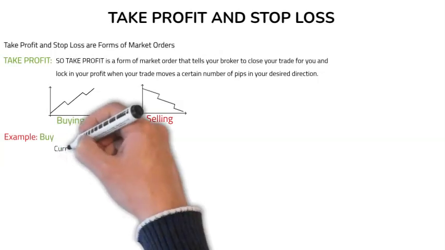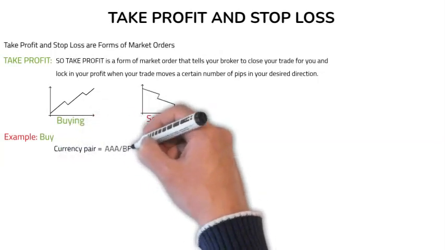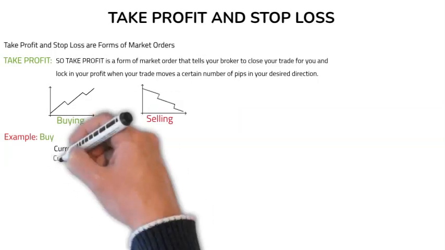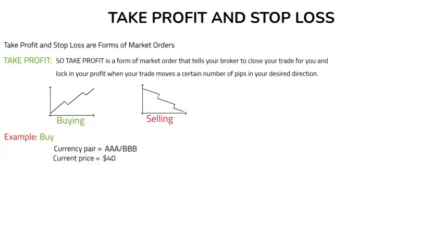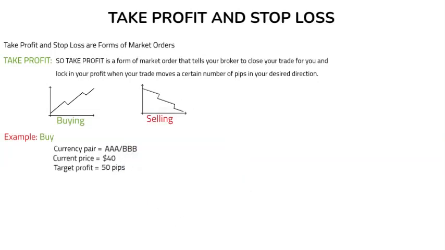Let's say you entered a currency pair, let's call it AAA and BBB, and it's currently at $40. And from your technical or fundamental analysis, you found out that it would soon rise, so you immediately opened your MT4 and clicked on buy, and your target profit for this particular trade is just 50 pips. And you don't want to be greedy.